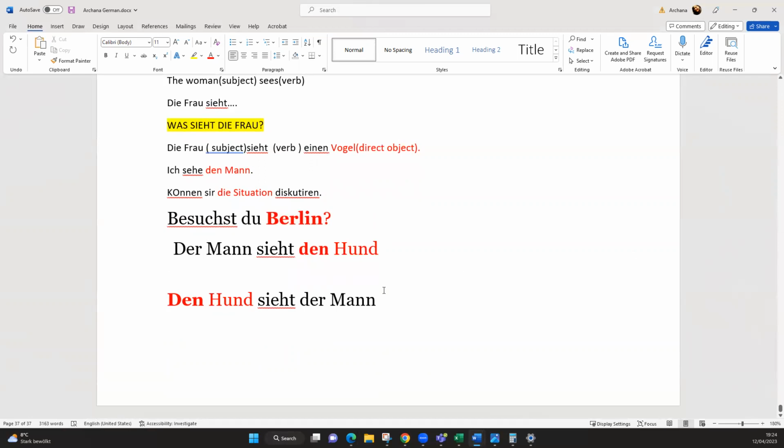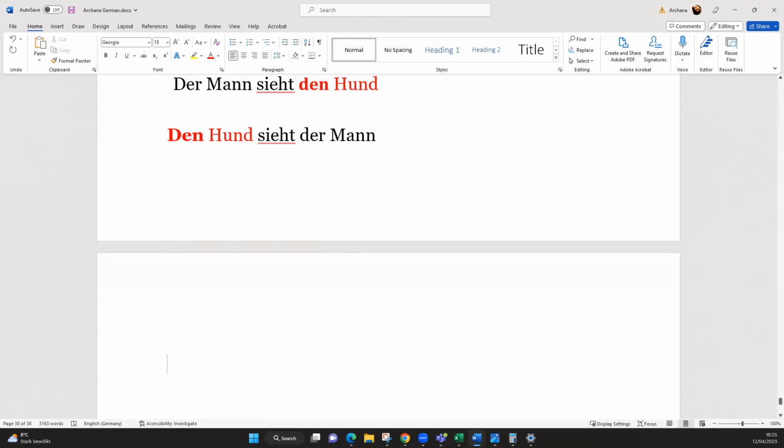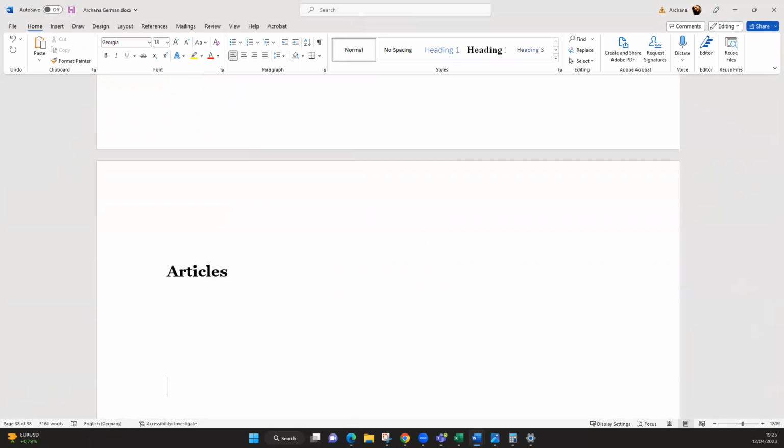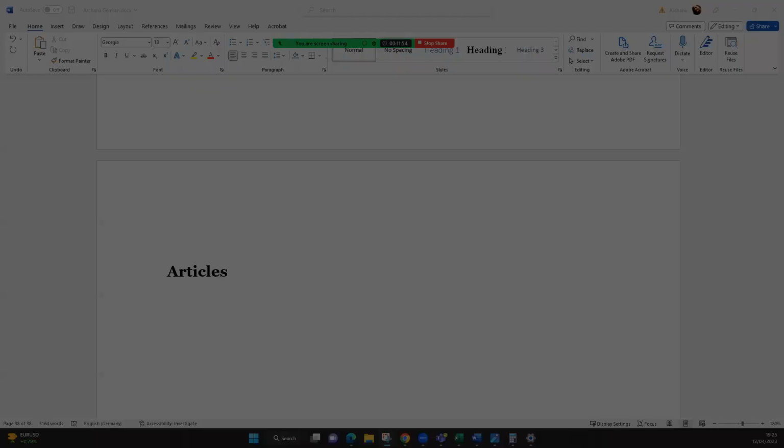Now that we have perfectly understood the accusative, let me talk about the articles in the accusative. As you can see, they don't change much between the nominative and the accusative. The only difference is in the masculine singular. Let us talk about the most common one, which I have already kept here.